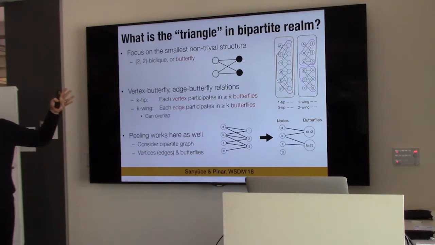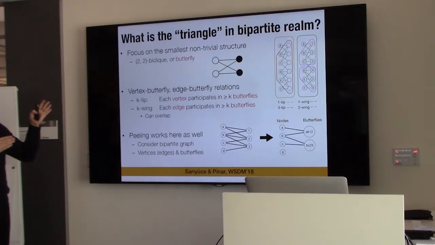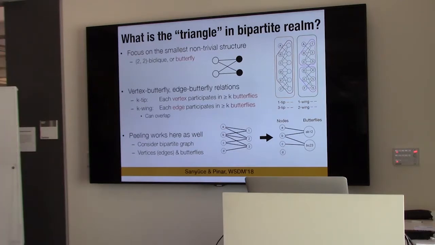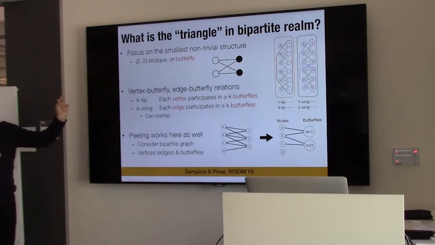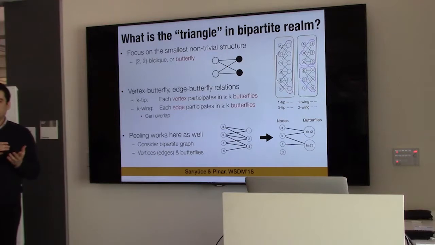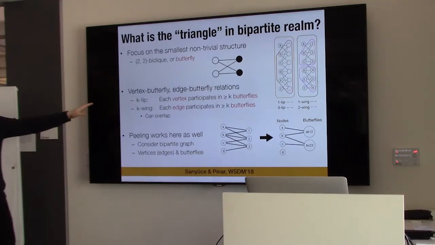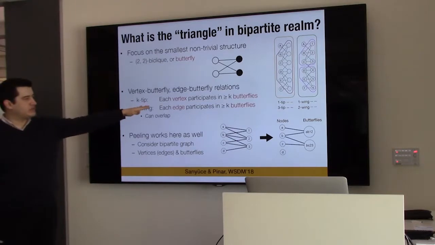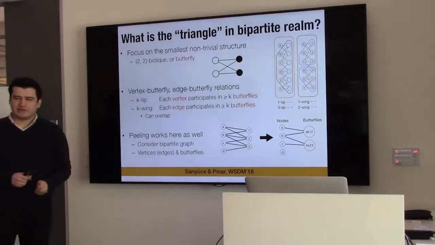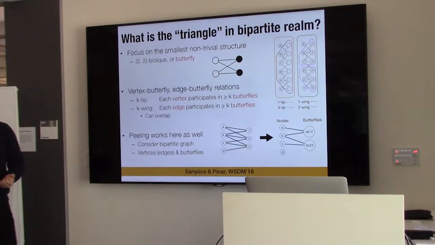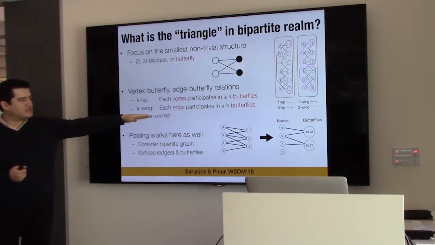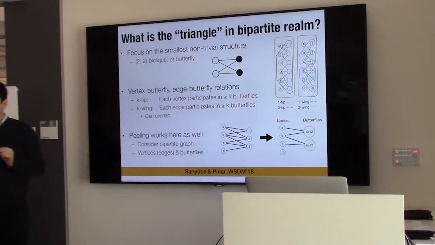So the idea is basically you want 2 nodes from each side, and you want them all connected. And once you have that butterfly definition, you can go and define very similar things as within the nucleus decomposition. So you can define something called k-tip, which is each vertex participates in at least k butterflies, or the k-wing is each edge participates in k butterflies.